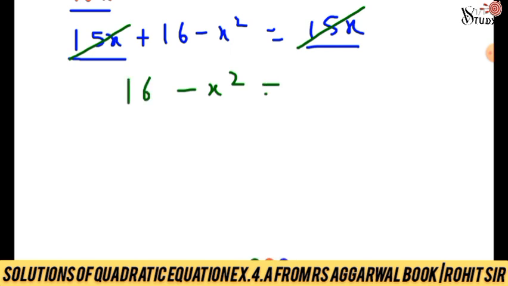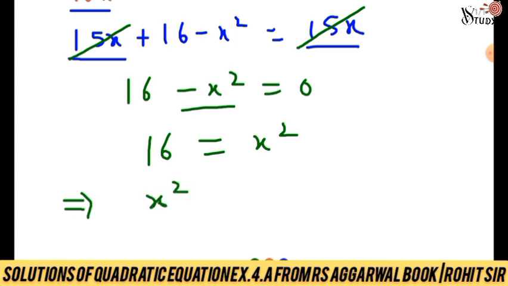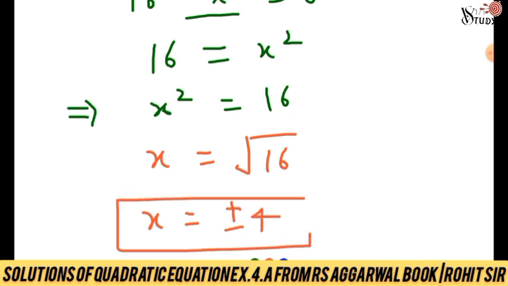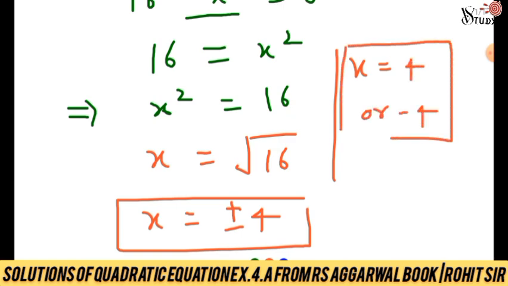Now this negative x square goes to the right hand side, and it can be written as 16 is equal to x square, or we can write this as x square is equal to 16, or x is equal to square root of 16. Now we have plus or minus 4. So we have two values of x. We have x is equal to positive 4, and we have x is equal to negative 4, and this is the solution of this quadratic equation.